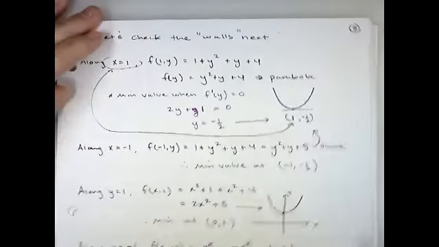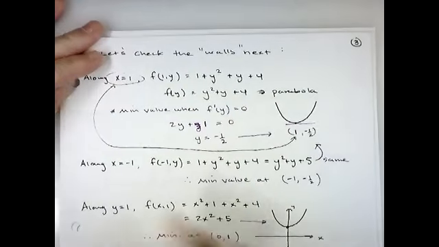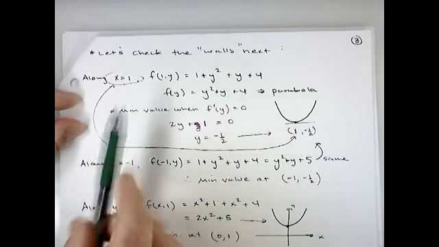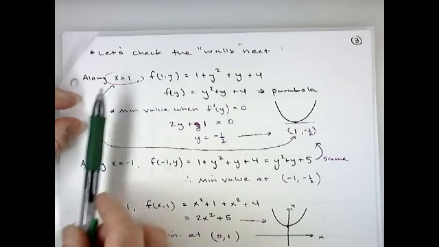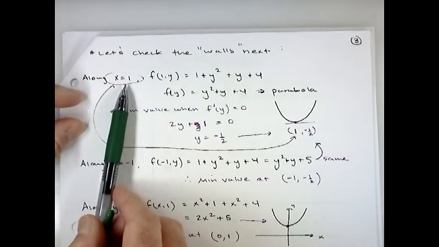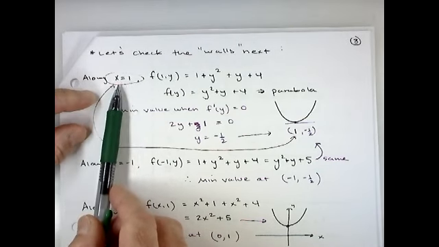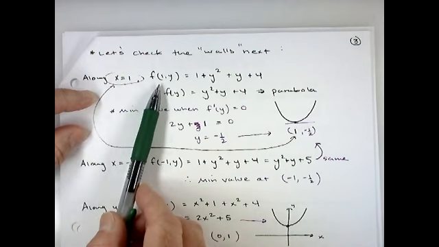We know the four corners of the room, so we're going to go to the walls next. Now, how do you check the walls? We have four walls here. One of them is the line x equals 1, and you're literally just going to plug x equals 1 into your function.